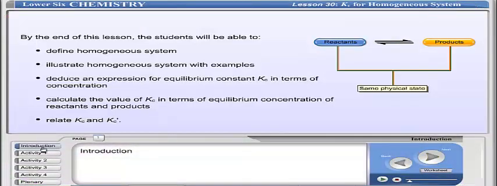By the end of this lesson, the students will be able to define homogeneous system, illustrate homogeneous system with examples, deduce an expression for equilibrium constant Kc in terms of concentration, calculate the value of Kc in terms of equilibrium concentration of reactants and products, relate Kc and Kc prime.